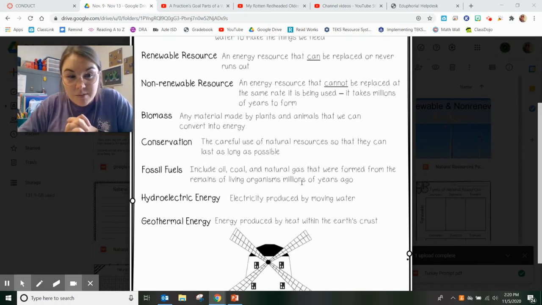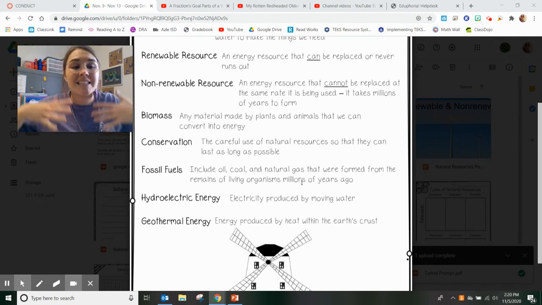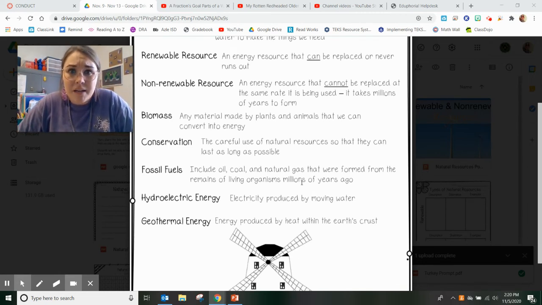Conservation was not talked about in that PowerPoint, but that is when we're really careful when we use those natural resources so they can last as long as possible. So we're really careful with those resources that are non-renewable, and with the renewable ones too, guys, you never know. Fossil fuels are like oil, coal, and natural gas that formed from the remains of living organisms millions of years ago. And fossil fuels are a non-renewable resource. It takes a really long time to get those back.